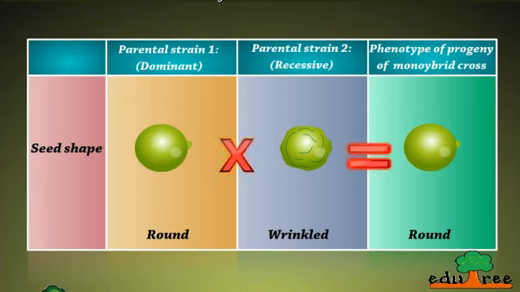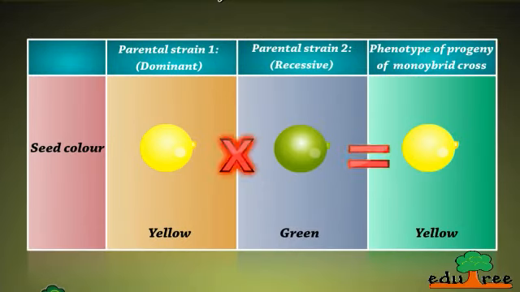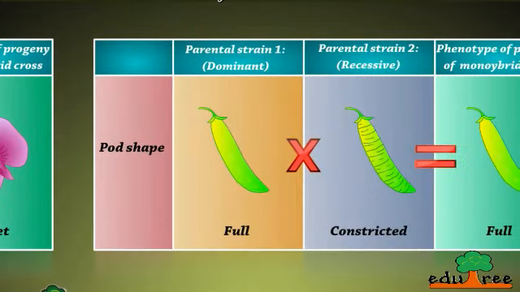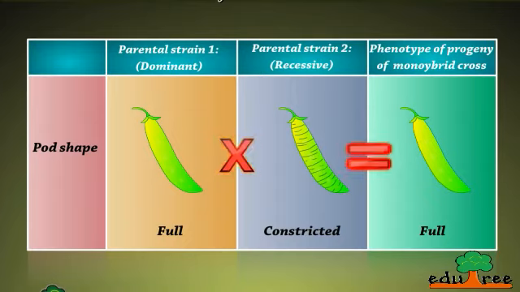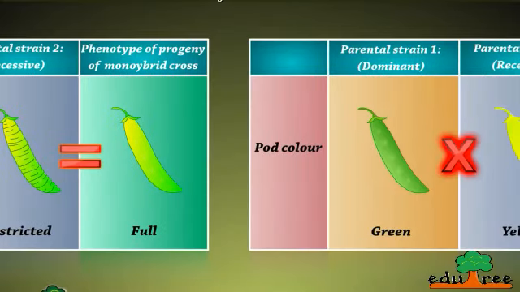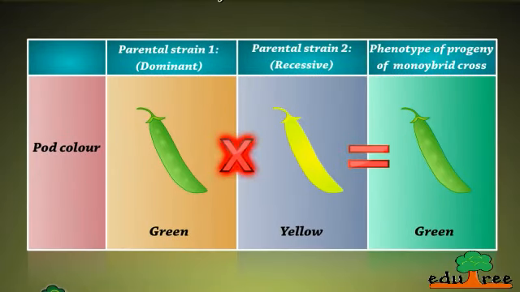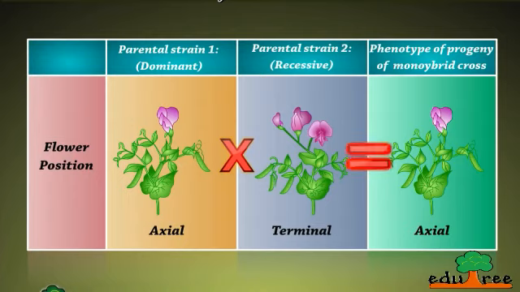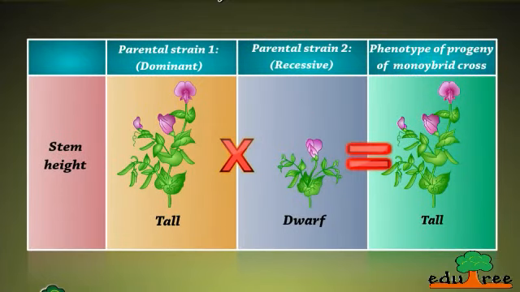Seed shape: round and wrinkled. Phenotype of progeny was round seed. Seed color: yellow and green. Phenotype of progeny was yellow pea. Flower color: violet and white. Phenotype of progeny was violet flower. Pod shape: full and constricted. Phenotype of progeny was full. Pod color: green and yellow. Phenotype of progeny was green. Flower position: axial and terminal. Phenotype of progeny was axial. Stem height: tall and dwarf. Phenotype of progeny was tall.